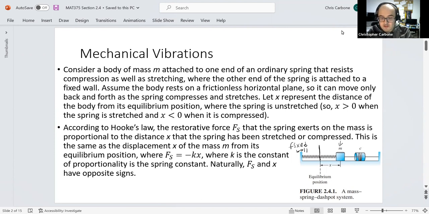where the spring is unstretched, so x is greater than zero when the spring is stretched, and x is less than zero when it is compressed. So in the picture here, our value of x would be greater than zero for this.